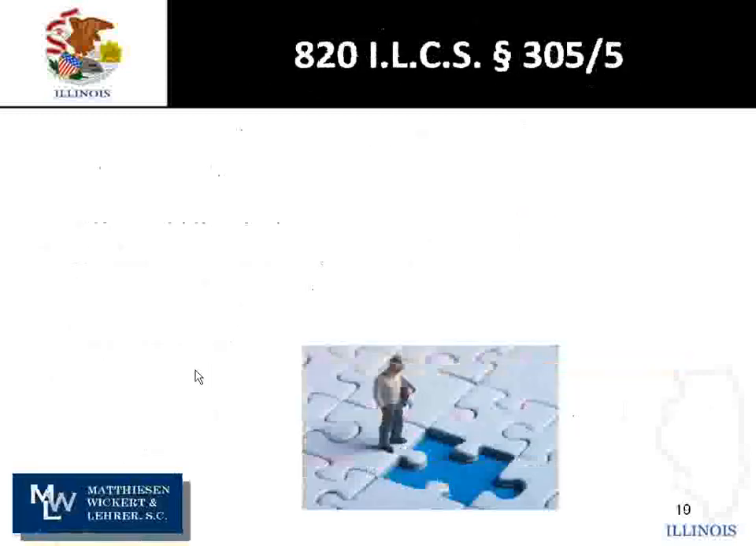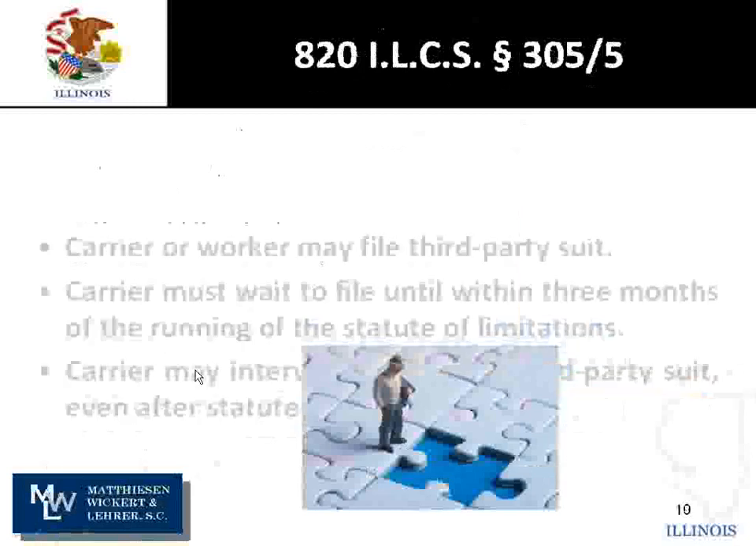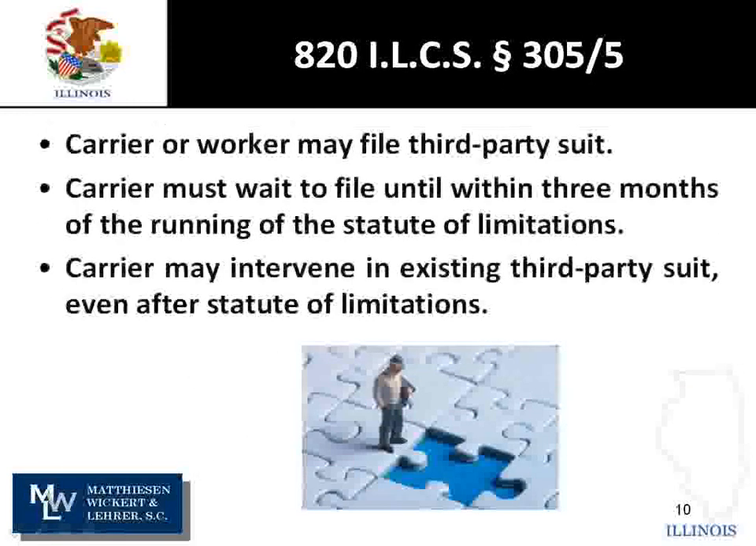So H1, the ILCS 305, is where the carrier or worker may file a third-party suit. The carrier must wait to file until 3 months of the running of the statute of limitations. A practice tip: if you are getting close to the statute of limitations, you want to make sure that you're covered. If you cannot get the cooperation of the plaintiff's attorney, you want to file your own suit.